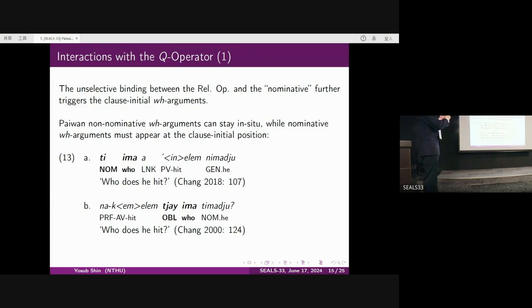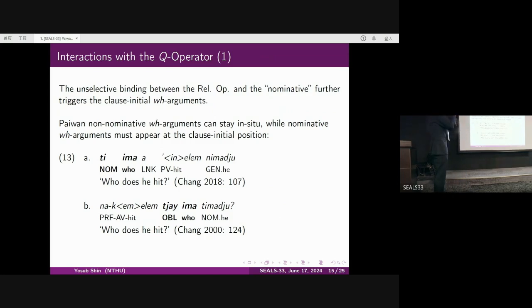And if my core argument is on the right track, then I think we can also account for why we cannot have any kind of nominative WH in situ examples, not only in Paiwan, but also in many kinds of Austronesian languages. As we can see in these two languages, the nominative WH argument is basically clause initial, so it cannot stay in situ, as we can see in 13a.